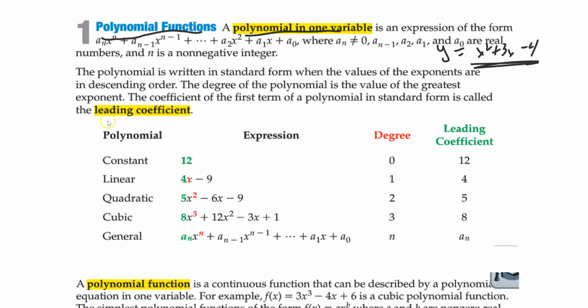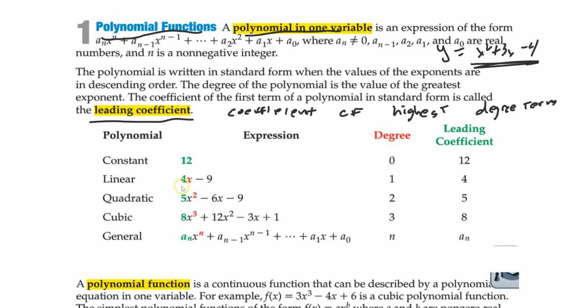A key thing to understand is also the leading coefficient. The leading coefficient is the coefficient of the highest degree term. So wherever the highest degree term is, which we did earlier in the chapter, the number in front of that is the leading coefficient. So you see right here, a constant term, well, that's the leading coefficient.